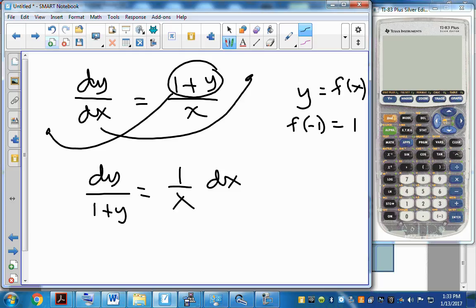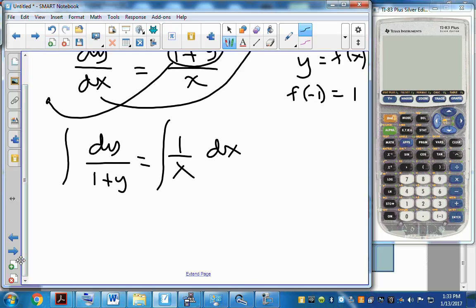Okay, so the next step is to integrate, like this and like this. Right? And the right side's pretty easy. Natural log absolute value of x. And in this case, it's really important to have the absolute value of x. Look, x is supposed to be -1. The log of -1 is undefined, but the log of the absolute value of -1 is fine. Okay, so you got to have that.